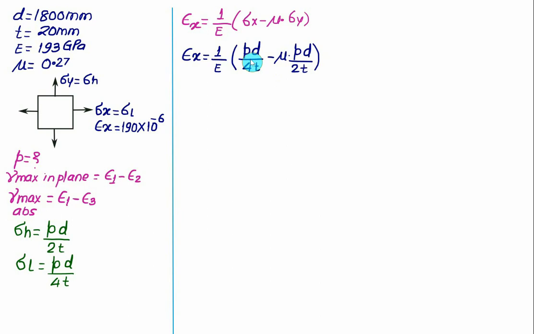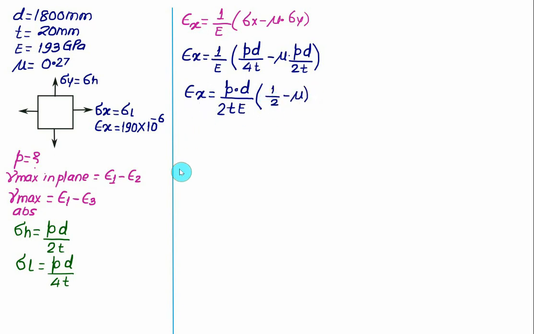Now the pressure, diameter and thickness, which are common to both terms, we can take outside. So epsilon x will be equal to pressure multiplied by diameter divided by 2 times thickness, taken common, so 2 times thickness divided by Young's modulus, and now we are left with 1 by 2 minus mu.